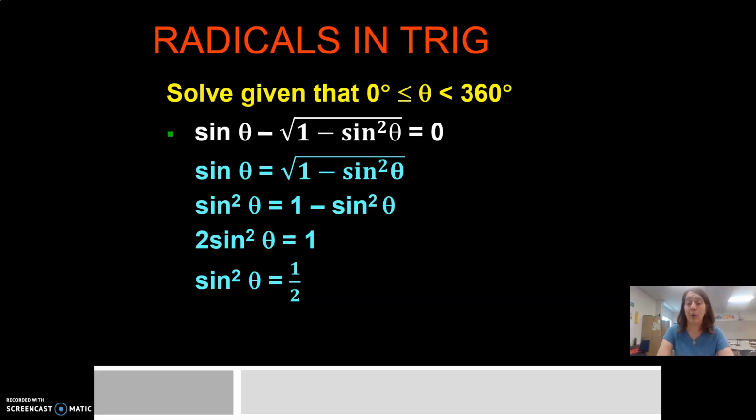So what do I do to get rid of a square? I'm going to have to square root. Now, don't forget, anytime you use square root in the problem, you have to include those plus and minus signs. So I have sine theta is plus or minus root 2 over 2.